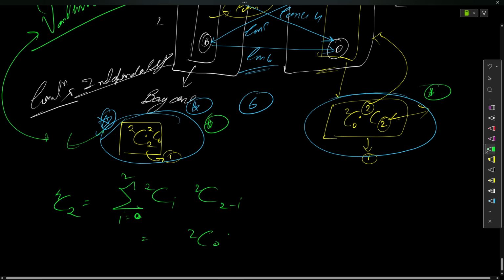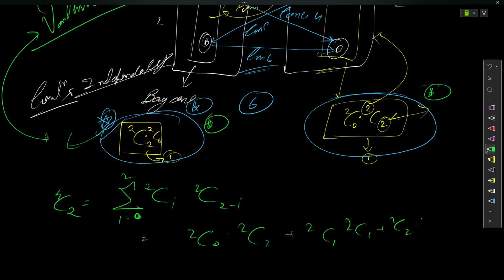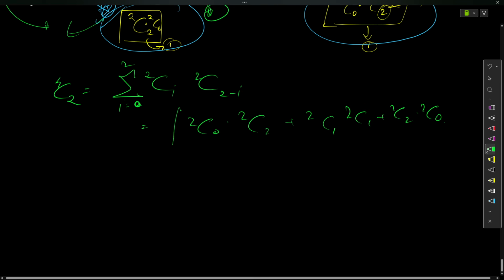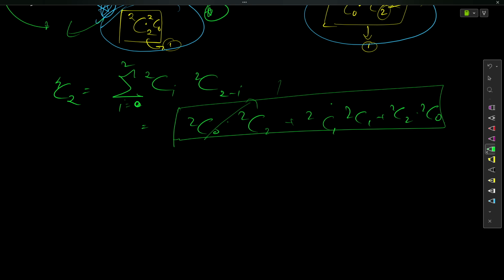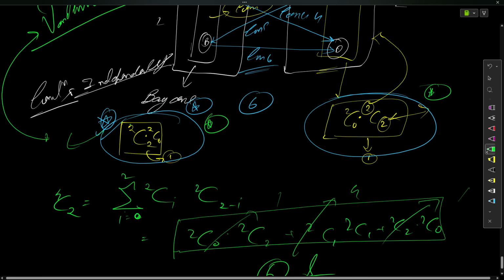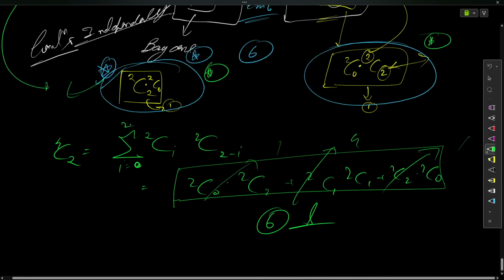So 2C0 times 2C2, plus 2C1 multiplied by 2C1, plus 2C2 multiplied by 2C0. If I sum it up, this will be 1, this will be 4, and this will be 1 again. So overall, I'm getting 6. Yes, so the answer is 6. This is how we deal with Vandermonde's identity.